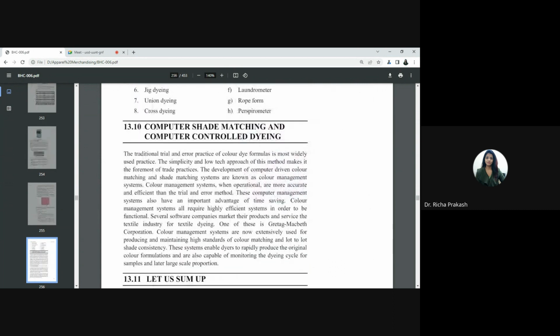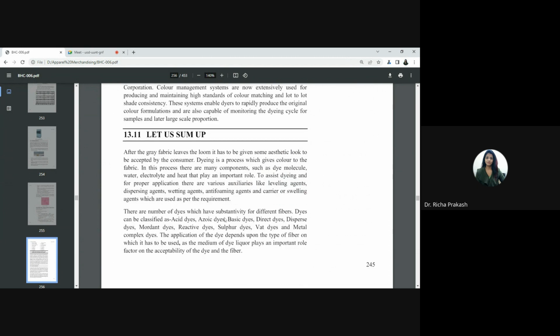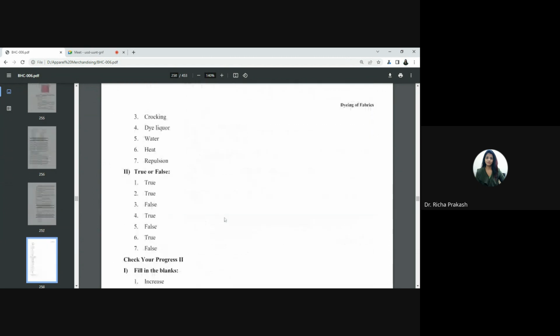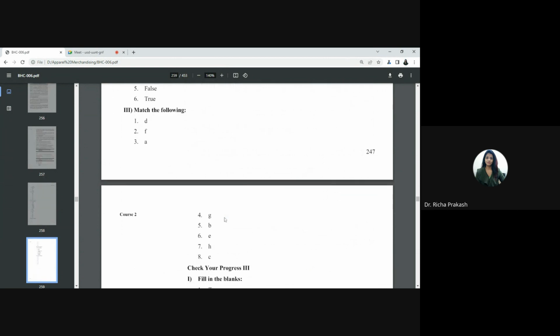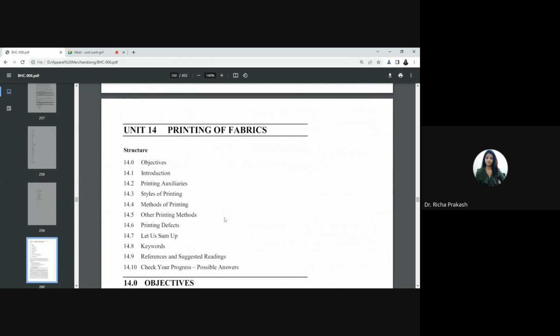Computer shade matching and computer control dyeing. Now we dye manually, all that I have talked about till now, but of course it is done mechanically, as well as computerized also. So you just put the fabric and feed the color, the exact shade, the amount, whether it should be dark or light or whatever you need, and the computer will dye accordingly.